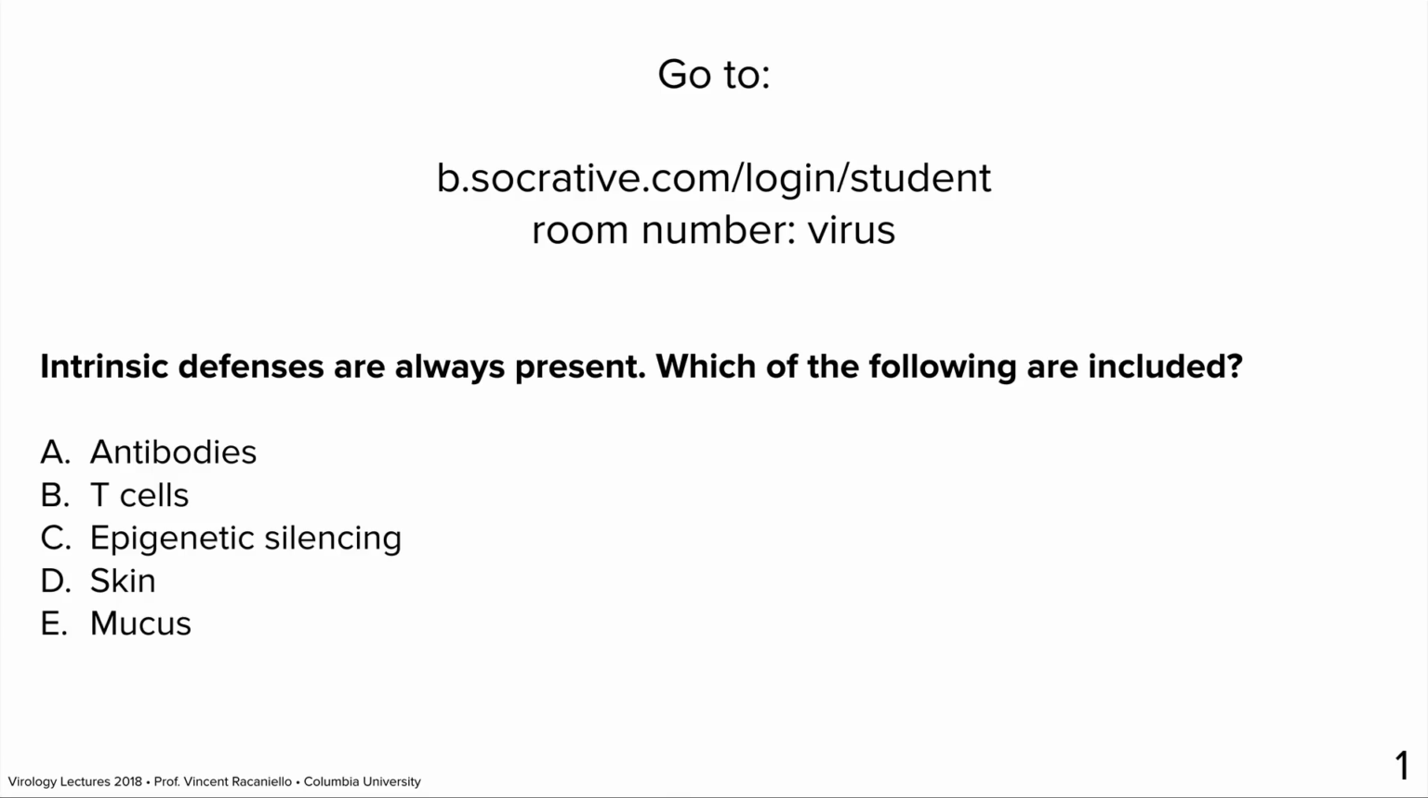The question is, intrinsic defenses are always present. Which of the following are included? Antibodies, T cells, epigenetic silencing, skin, or mucus? I'm going to tell you the answer now, so if you want to pause and think about it, go ahead. The answer, of course, is epigenetic silencing. That's an intrinsic defense. Antibodies and T cells are adaptive, which we'll talk about next time. Skin and mucus are those physical and chemical barriers.